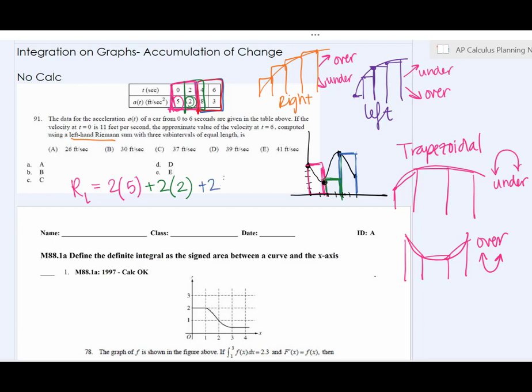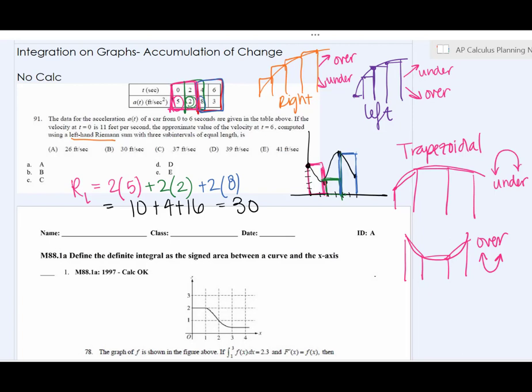My width is still 2, but my height in this scenario is 8. And of course, you don't need a calculator for this because this is pretty straightforward. So you have 10, 4, and 16. And you add those together, and you should get that this is going to be 30.